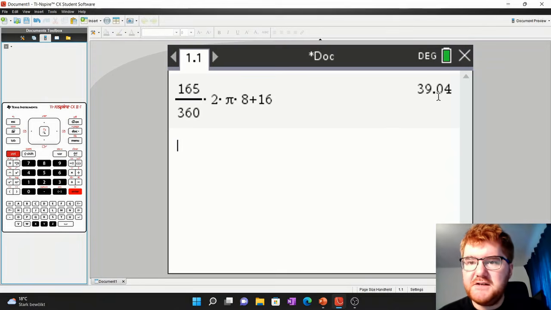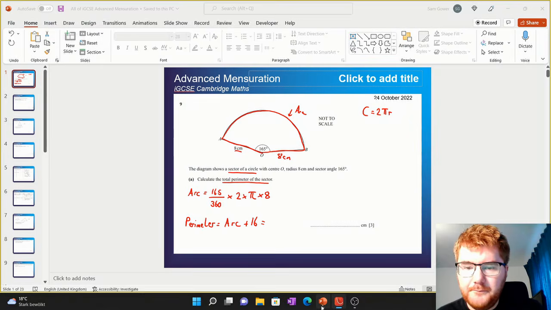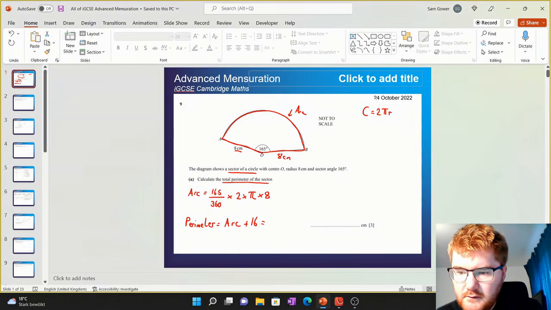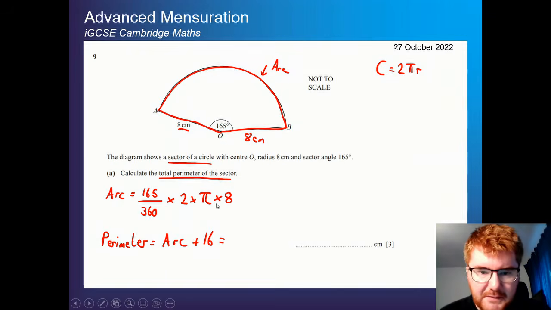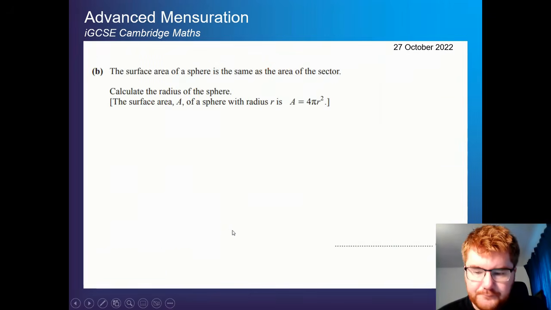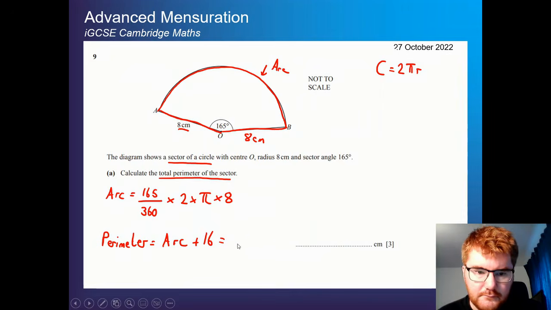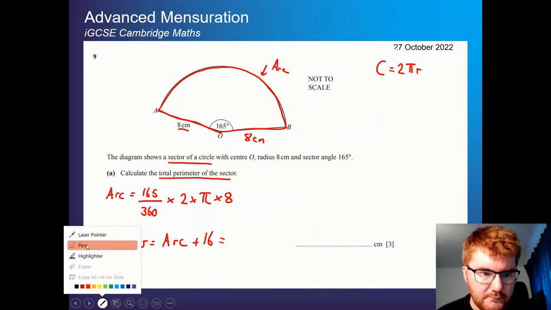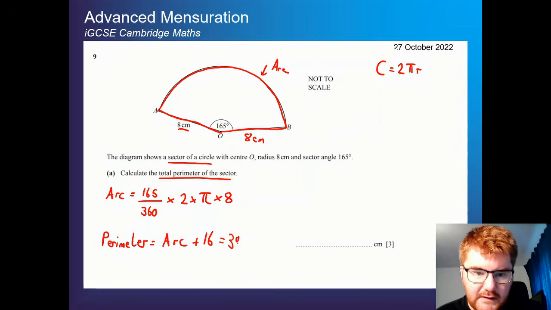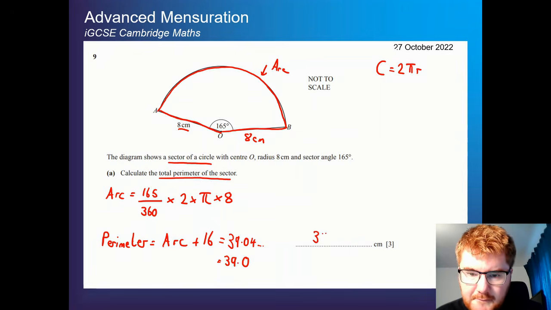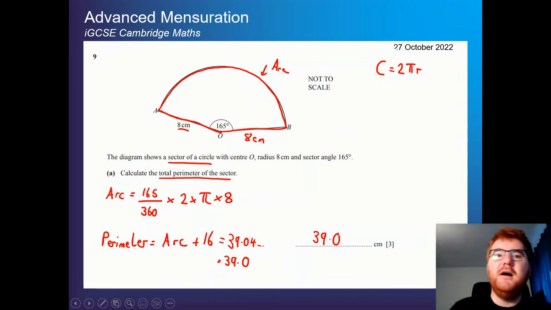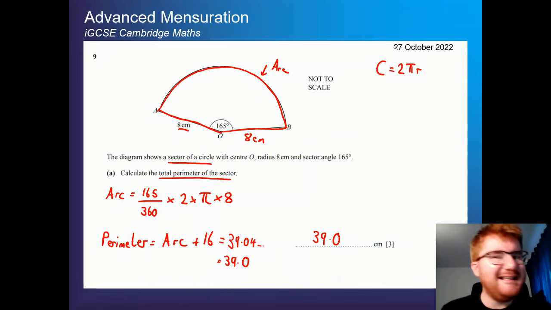So we get 39.04, which I'm going to write in here. So 39.04. Again, generally I'm going to do this to 1 decimal place here, so this will be 39.0 for our 3 marks. So starting off kind of nicely, it does get harder towards the end of the question.